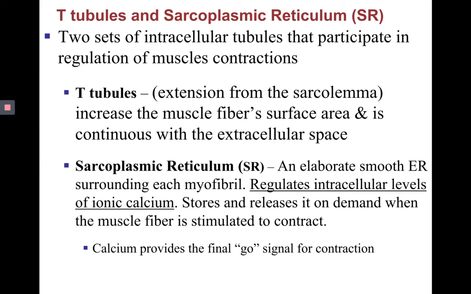Calcium release allows for the formation of a cross bridge, so calcium provides the final go signal for contraction. That's a very important point. It is calcium that provides the final go signal for contraction. Eventually we're going to really be looking at the physiology. We'll go step by step, how does a muscle contract? And we're going to see these terms show back up. So knowing what they are, where they're located, and how to recognize them is a great way to understand the physiology better.